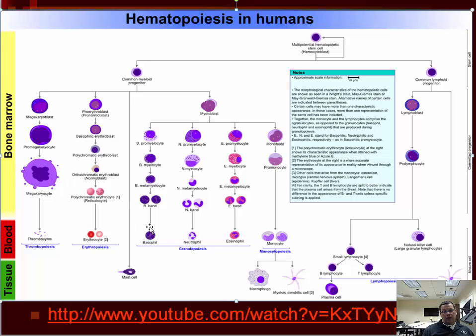Neutrophils, we'll start over here. These two areas or lines we'll worry about in lecture. We've got basophils, neutrophils, eosinophils, and monocytes. They all originate from myeloblasts, which originated from myeloid stem cells, which originated from the hemocytoblast in bone marrow.